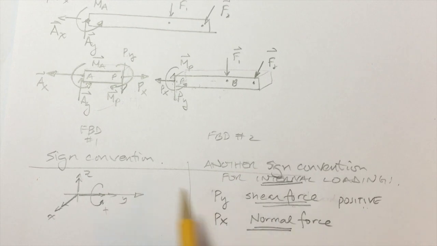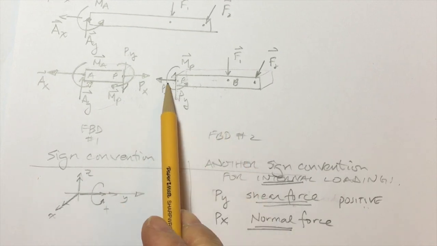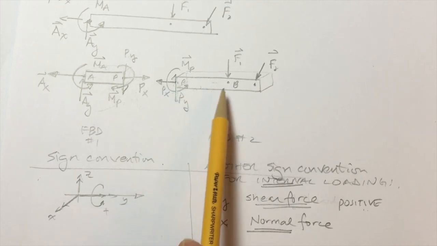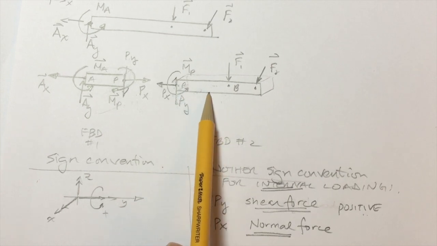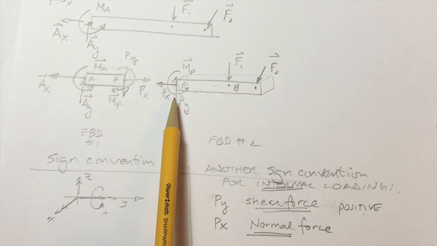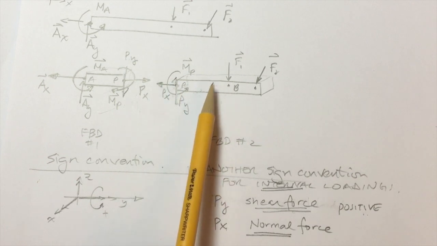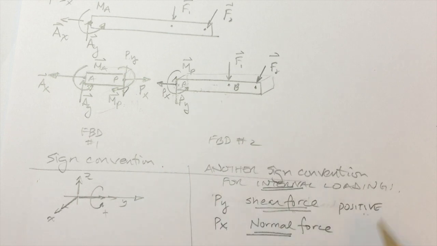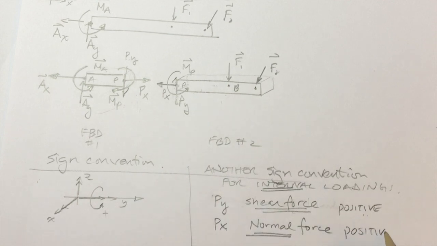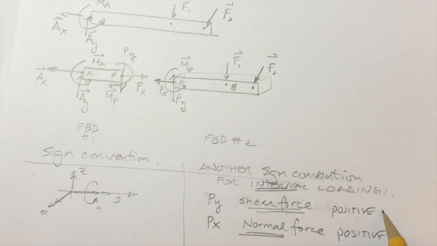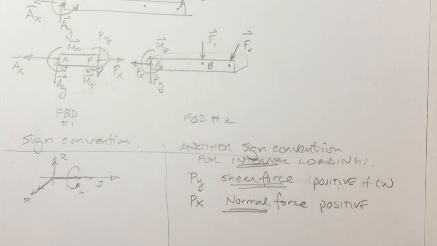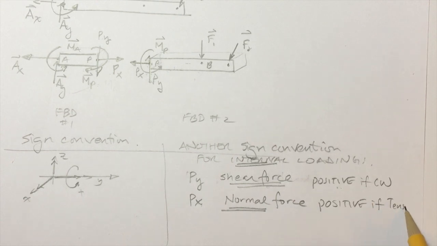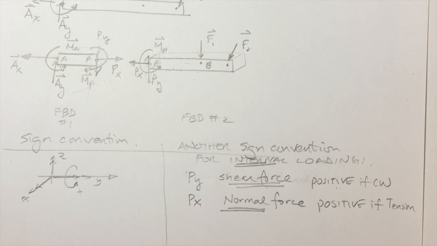Let's go on to the normal force. The normal force will be considered positive if it causes a tension on the beam that it acts upon. So Px pulls on this beam, therefore this member would be in tension, so we'll consider that to be positive. Normal force is positive if the member is in tension.